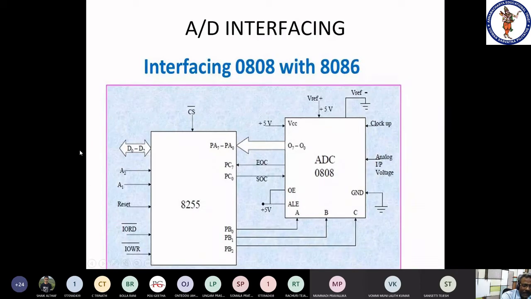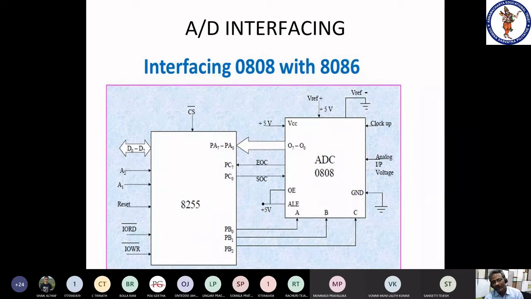That you understand that conversion is completed. If the conversion is completed, the digital data is available on these data lines. That means the data is available on port A or port B or port C or whatever. So this is the indication to the processor: conversion is completed, so the data is available on the digital data outputs. This is one of the statuses taken by the 8086 processor for monitoring the end of conversion pulse.